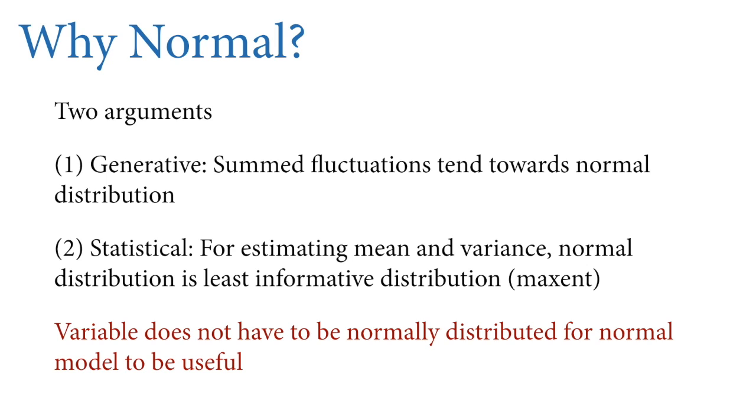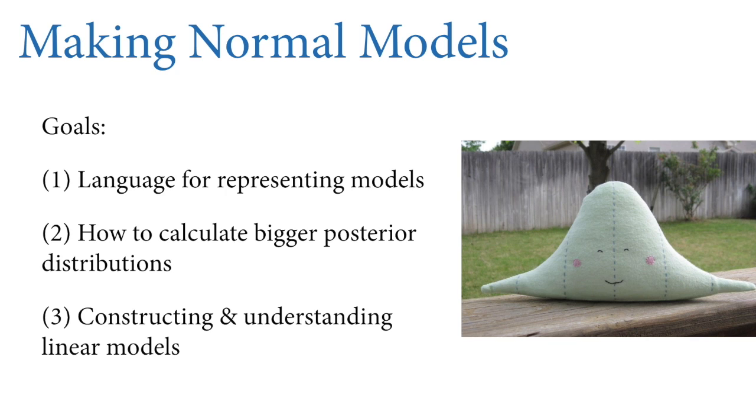An important upshot of the statistical argument is that the variable's frequency distribution does not have to be normal for the normal model to be useful. Statistically speaking, a normal distribution is just a device, a golem, for estimating the mean and variance of a variable, and it'll work regardless of the frequency distribution of the actual variable. The variable can be uniformly distributed, and if your goal is to estimate its mean and variance, then a normal distribution will do it. You will learn the skills in this course to prove that to yourself. You don't have to take my word for it. And so the generative argument and the statistical argument are distinct, and we need to keep them distinct in our minds. Okay, so let's think about doing some work now and learn some skills.